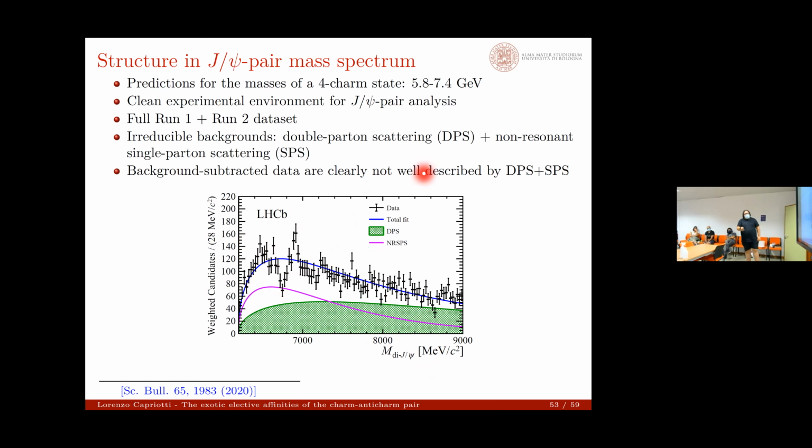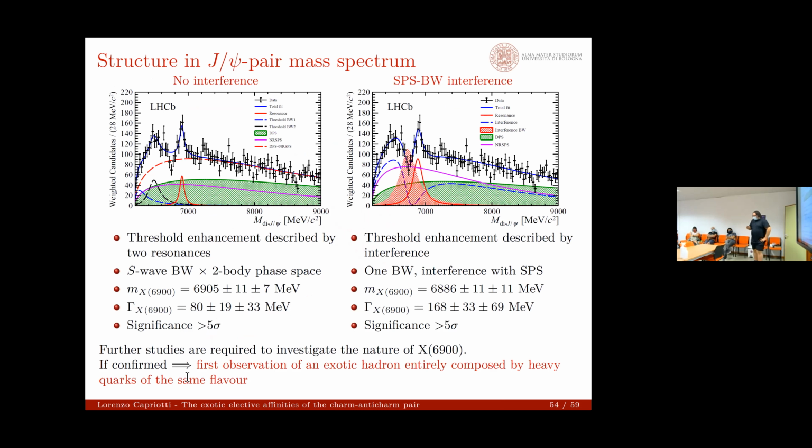In this case, the background model includes 2 contributions. One is called DPS, double parton scattering, when you have two J/psis from 2 different interactions, or the non-resonant single parton scattering, where we have 2 J/psis from the same interaction, and they are in green and magenta in this plot, respectively. In this case, you cannot really describe the data with this background description. So we actually have 2 different explanations for this structure.